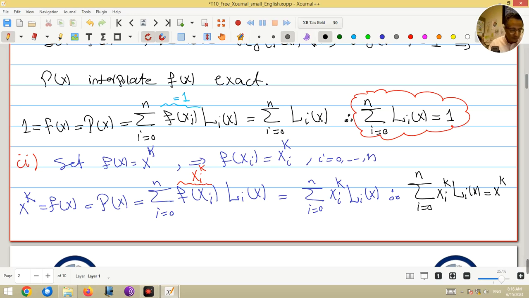But when k is, for example, equal to n plus 1, or in general k is bigger than n, this is not true, because in this case the interpolant Pn of x has a degree of n, and f of x has a degree of n plus 1, and they cannot be the same, and this is over.